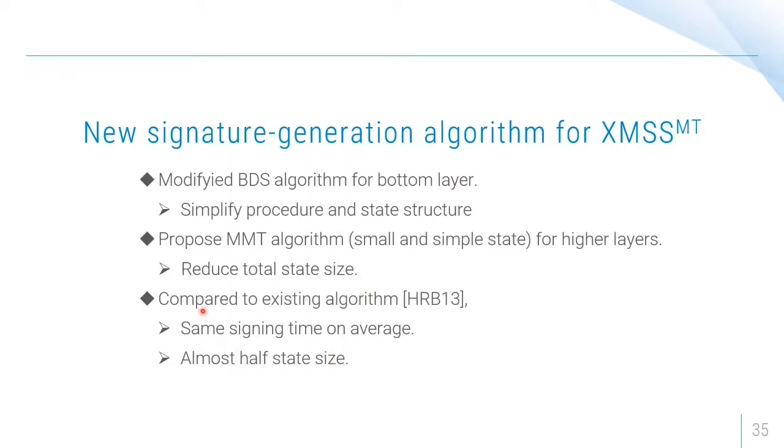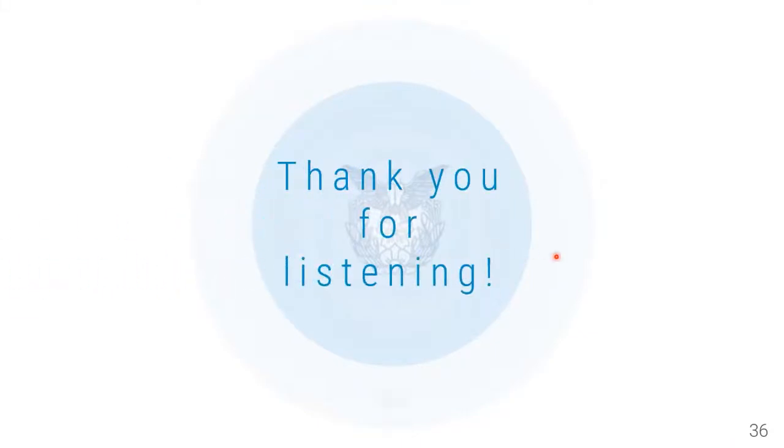And we compare the proposed algorithm with the existing algorithm of HRB13. And we confirm that they have the same signing time on average. And the proposed algorithm has almost half state size. So we can reduce the state size without losing the performance by the proposed signature generation algorithm. That's all. Thank you for listening.